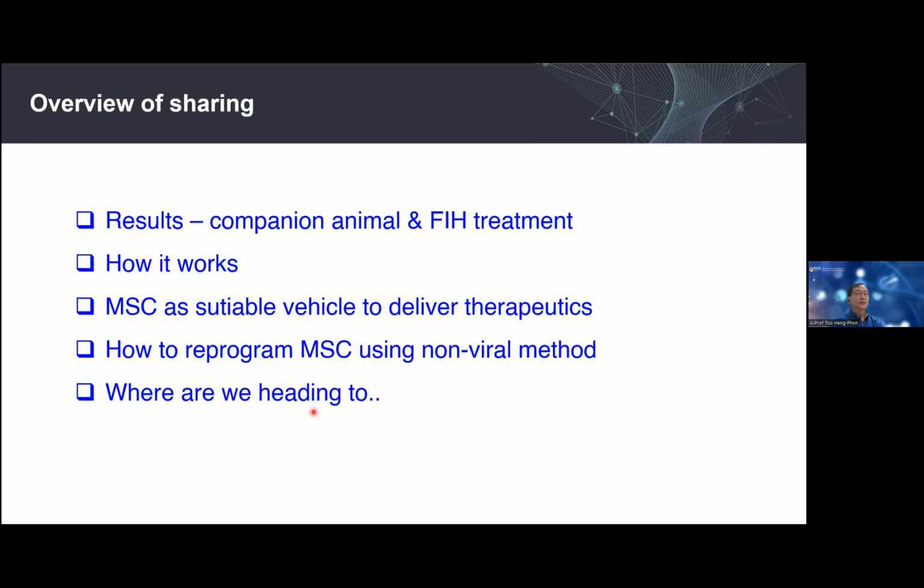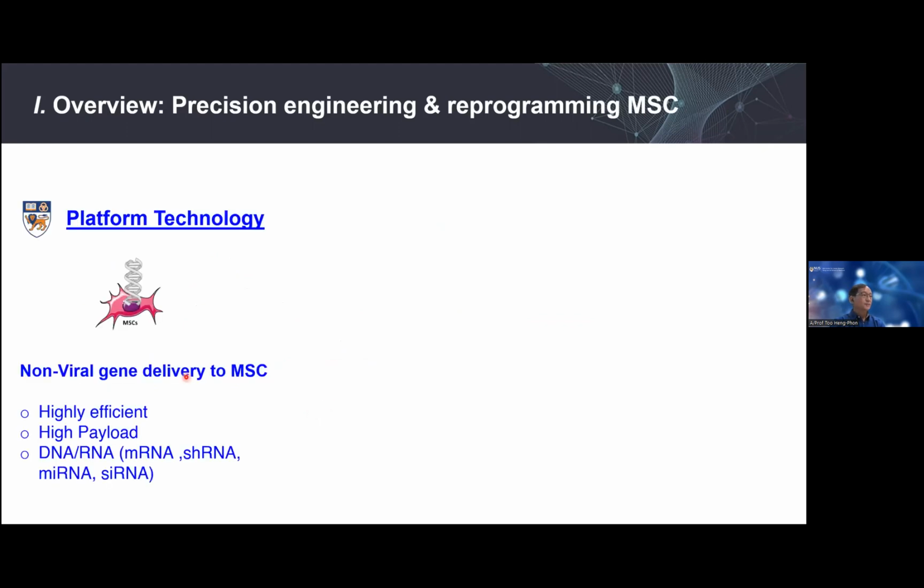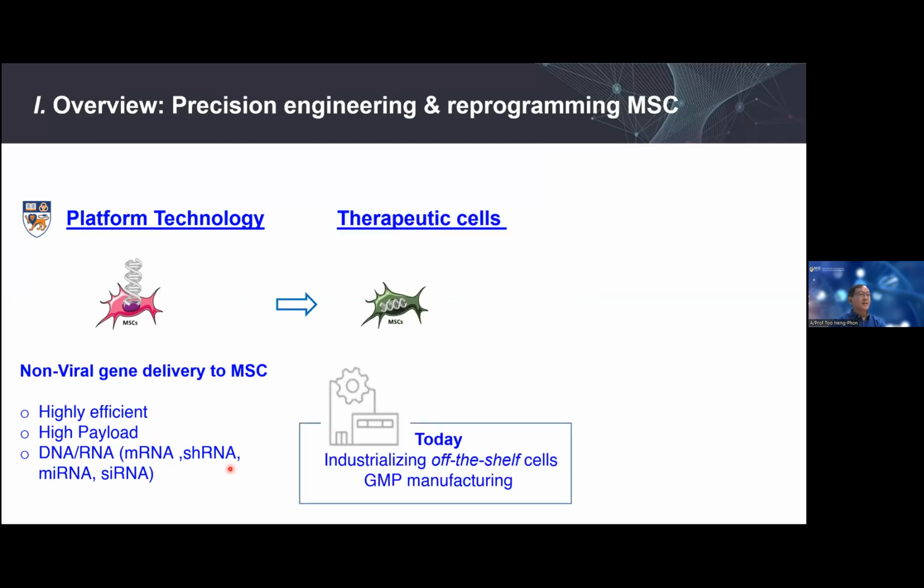Now let's start with results first. Let me show you what we have done. So using this platform technology, we can have very highly efficient transfection of genes into MSC cells. This is a platform technology that we can put almost anything we want inside, and it will be expressed at high payload, I'll show you. We've done it with DNA, RNA, and all the nucleic acids that we can put our hands on. Today, we have these therapeutic cells that have been modified, and we're industrializing it now. We're going for GMP production of these cells for clinical use. So today, I'll just focus on oncology.